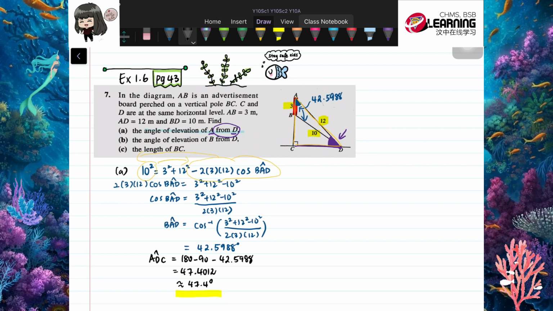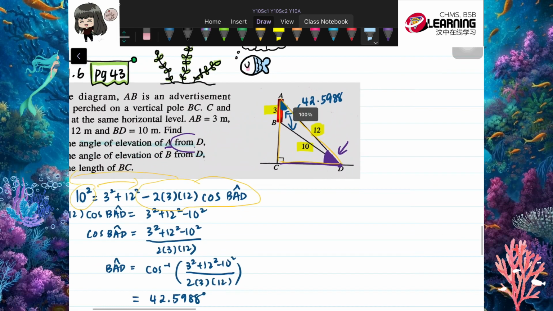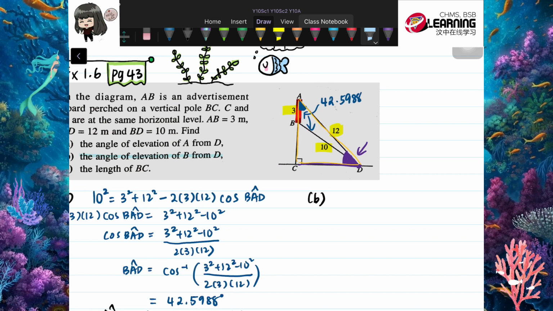Alright, now you look at B. Part B, the question says angle of elevation of B from D. Now you look at D also, and now you are looking up to B. I'm going to erase all this so you are not that confused. This time I'm using a pink pen. So this is the angle that you're going to find, because you are looking upwards to B from D.